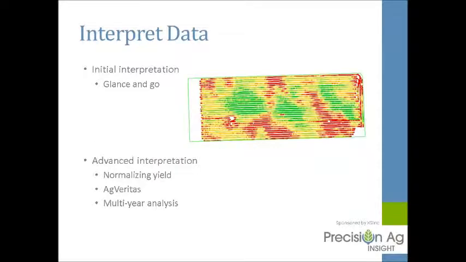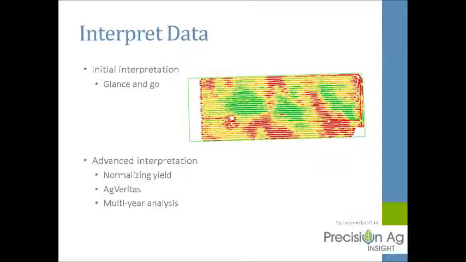So, most of us are at the point, like the survey indicated, where we're at what I would call just a glance. The initial interpretation phase is just glance and go. We're going to look at that yield map at the end of the year, and maybe have a little bit of management decisions based on there, but not much. And then we get into more of our advanced normalizing yields, and then Ag Veritas.